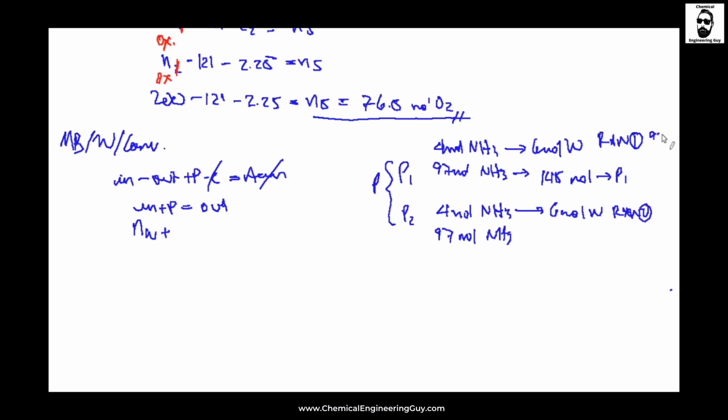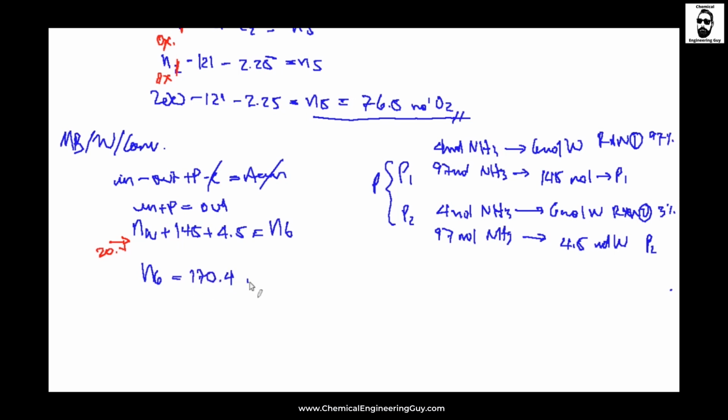This is the 97%, and this is the 3%, just to let you know once again. And I got here 4.5 moles of water. This is production number 2. So let me add these productions here, production 1 and production 2 equals the outlet. What's the outlet? It's N6. So N6, just to remind you, this is 20.4. N6 equals 170.4 moles of water.